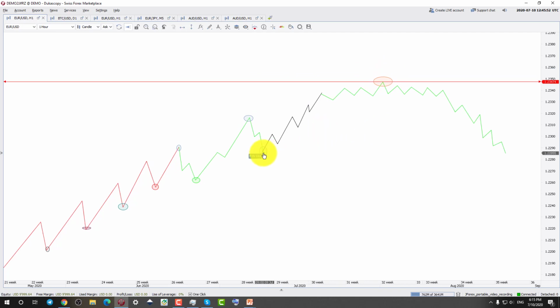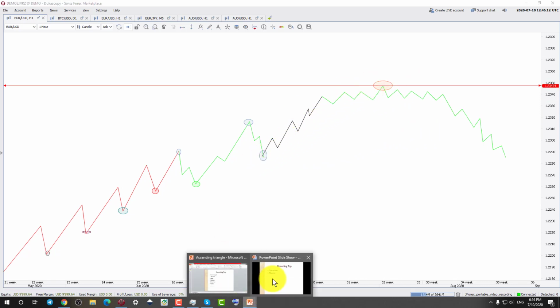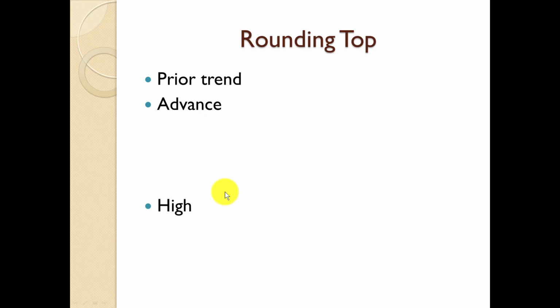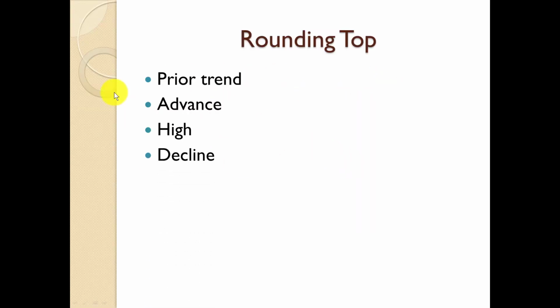Now actually this is a period of consolidation, and it's a period of inconsistency where the buyers and sellers are not able to decide which side to take the price. So from here till this place it is called advance, and high. I have already mentioned that the place on top is called high, and after that we have decline.